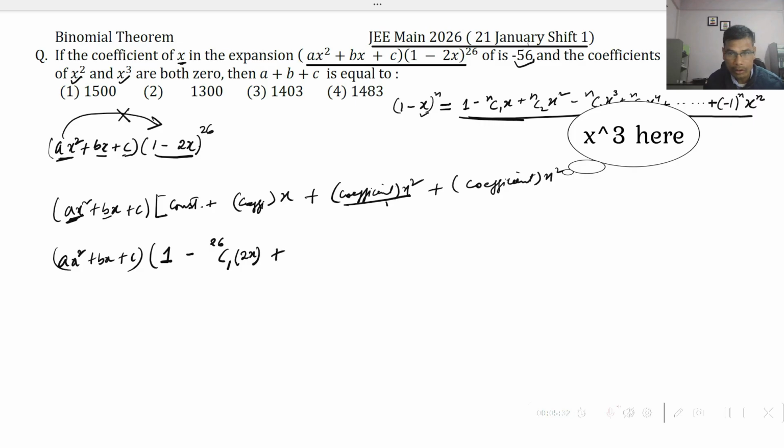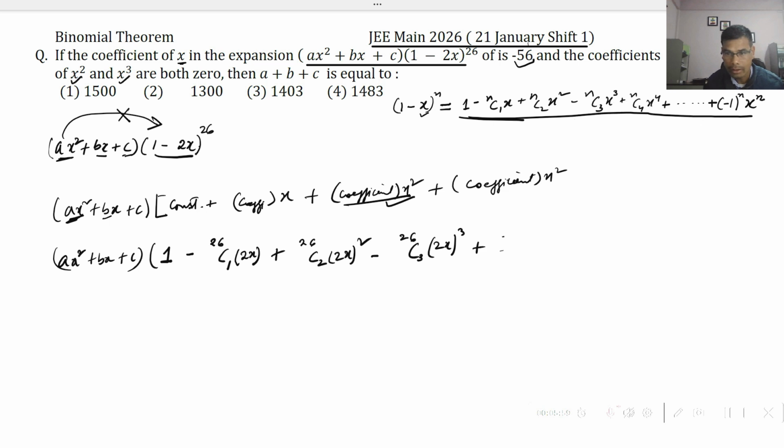Then next, the term which contains x² is nC2, so here it is 26C2 times the square of the second term, (2x)². Next, the third term is minus nC3, so that is 26C3 times the second term raised to the power 3, (2x)³. From here onwards the terms will be of degree 4 and above, so I'll write them like this.